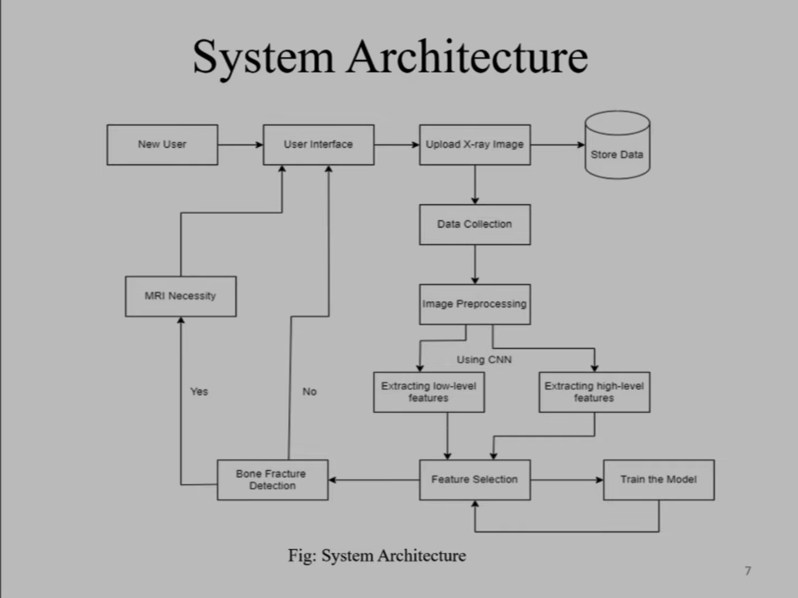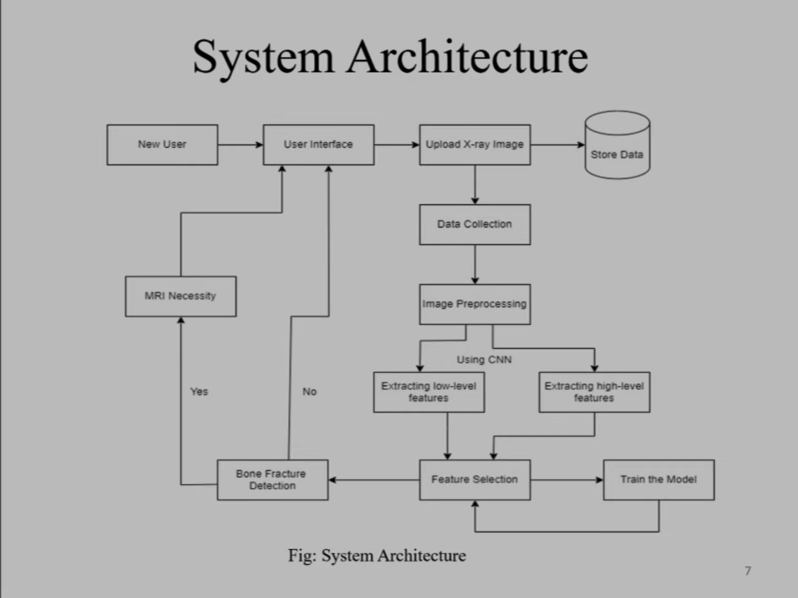Before the image is analyzed, it undergoes pre-processing to enhance quality and remove noise. This includes techniques such as normalization, resizing, and converting the image to grayscale, making it suitable for analysis by the machine learning model.